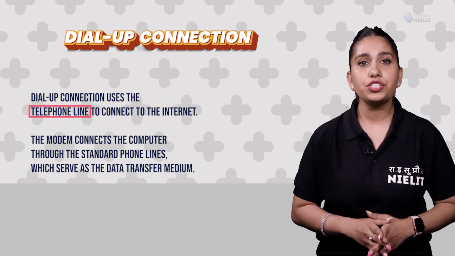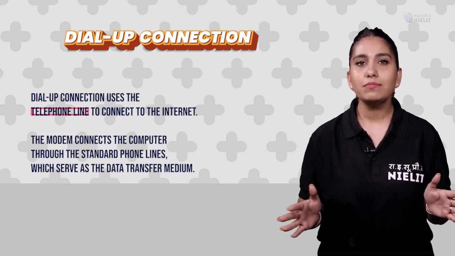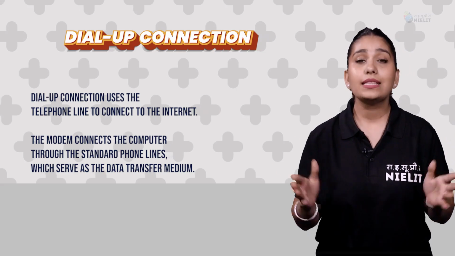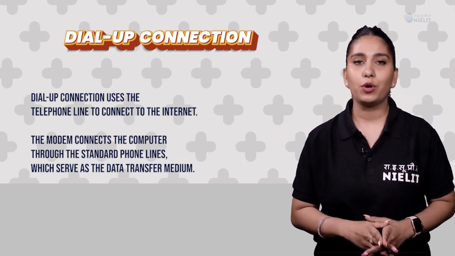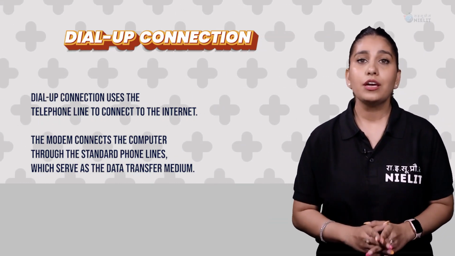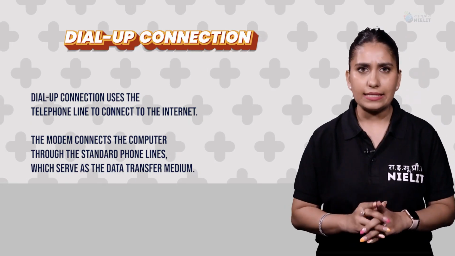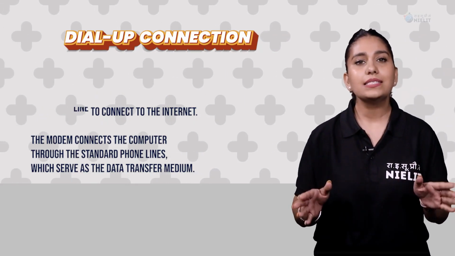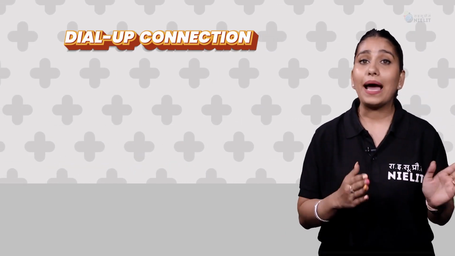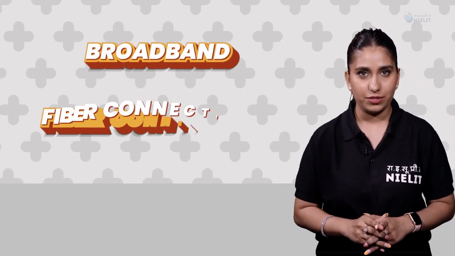When a user initiates a dial-up connection, the modem dials a phone number of an internet service provider, or ISP, that is designated to receive dial-up calls. The ISP then establishes the connection, which usually takes about 10 seconds and is accompanied by several beeping and buzzing sounds. This was used back in time and now has been replaced by broadband and fiber connections.